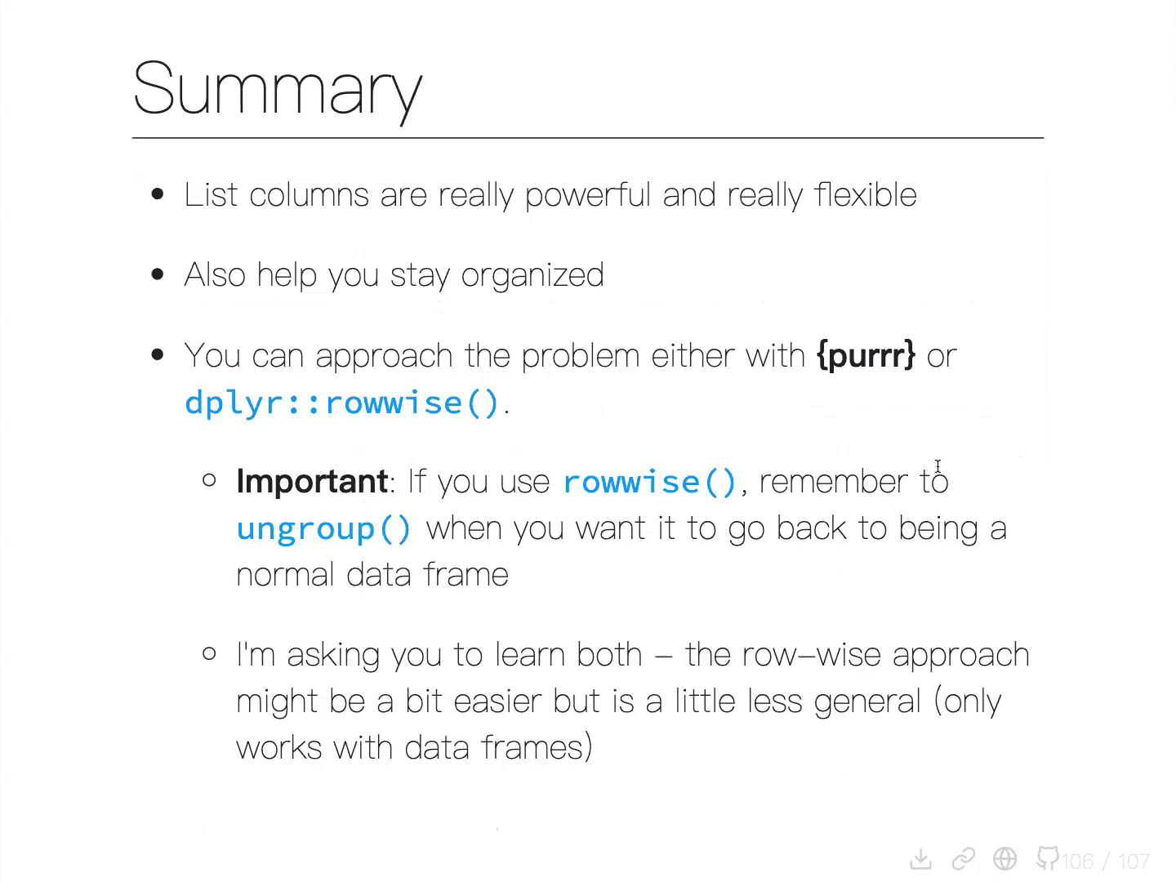Okay, so real quick summary, and then we're going to move on to the content for today. List columns are super powerful, really flexible. They do help you stay organized, I think. Working in a data frame also has other benefits like being able to use your dplyr tools. I really strongly believe in learning looping, which is different than learning the row-wise approach. However, they are accomplishing the same goals, okay?